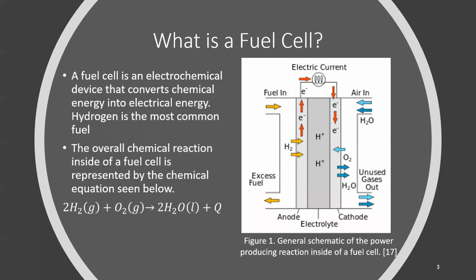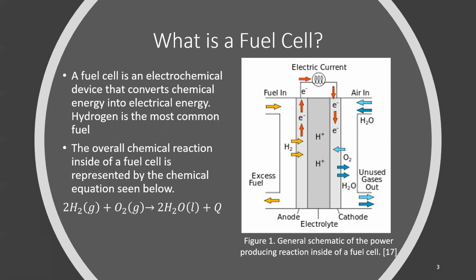So to begin, what is a fuel cell? A fuel cell is an electrochemical device that converts chemical energy into electrical energy. It takes chemical energy from a chemical reaction and then takes those electrons, pushes them through to produce an electric current. Hydrogen is the most common fuel source for fuel cells, but there's a multitude of different kinds of fuel cells, and they do take a wide range of fuels, but hydrogen is the most common.